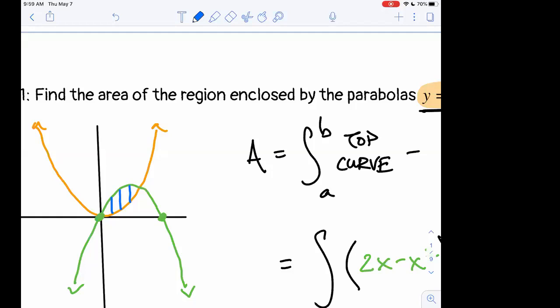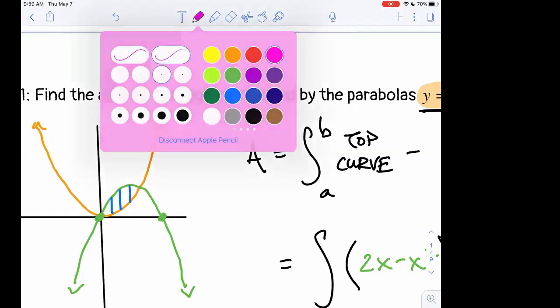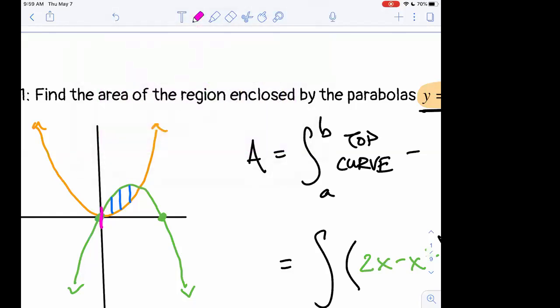And let me actually do that in a different color. So I'm going to start counting here, and I'm going to stop counting here. So this first pink line is my a, and this second pink line is my b.